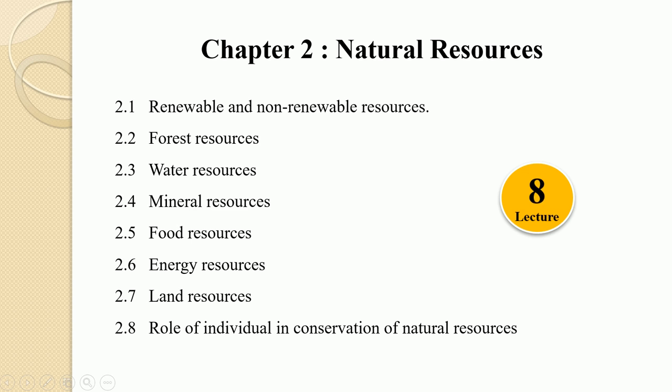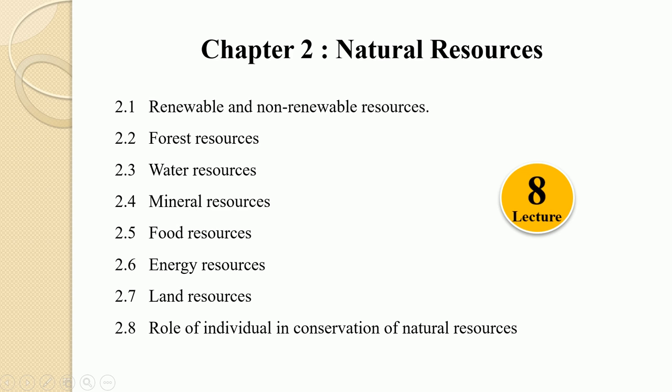Then we are going to learn particular resources, for example the forest resources, water resources, mineral resources, food resources, energy resources, and land resources. All of these are very important resources available in our nature, and they have great importance in our day-to-day life. And in the last part, we are going to learn the role of the individual in the conservation of natural resources.